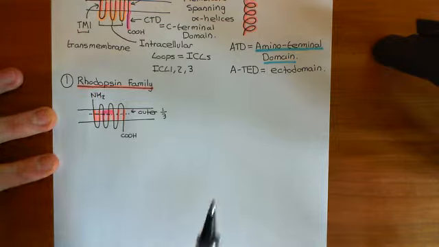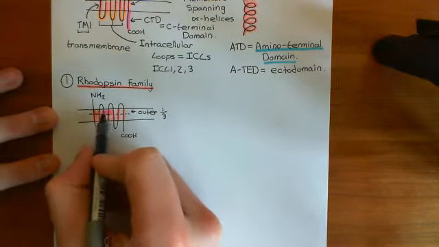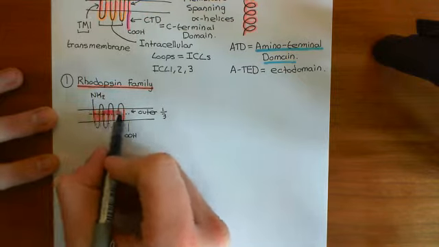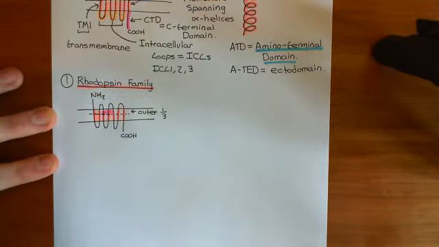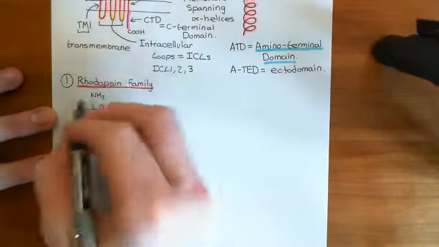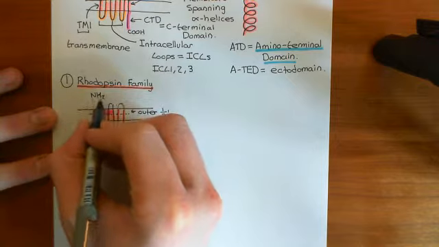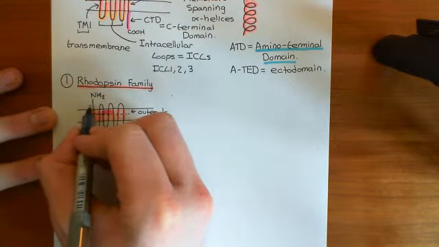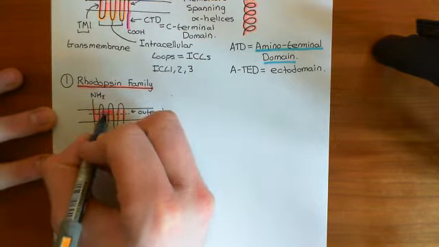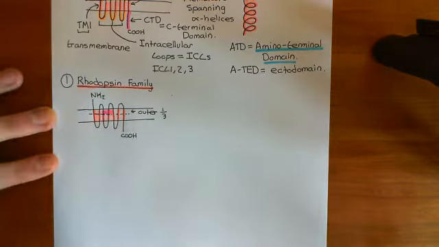Okay, so the characteristic feature then of rhodopsin family G-protein coupled receptors is that they bind their ligand to the outer 1/3 of the membrane-spanning alpha helices. They have quite small amino terminal domains as well, because the amino terminal domain isn't going to be involved in the binding of the ligand to the receptor in this case.